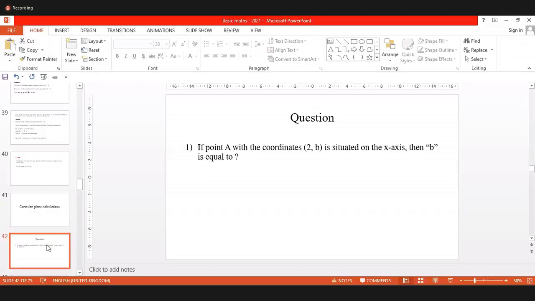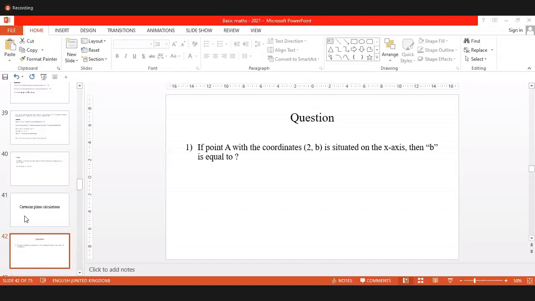If point A with the coordinates 2, B is situated on the x-axis, then B is equal to, can you please work it out? Difficult? Yes or no? Excuse me, sir. Yes, please, sir. Work it out. Right, thanks.